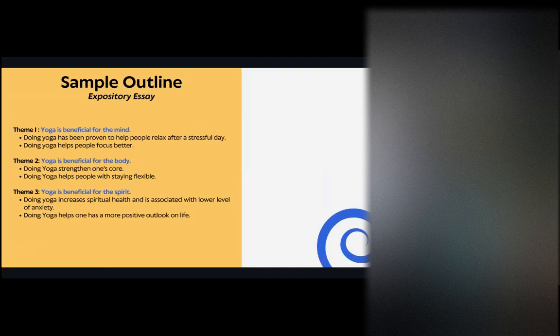So yeah, this one is pretty simple as it's way shorter for the themes, and they are worded the exact same way for all three themes. So any ideas? Masa, do you think so about yoga? Like, do you think that it's beneficial for your mind, body, and spirit?